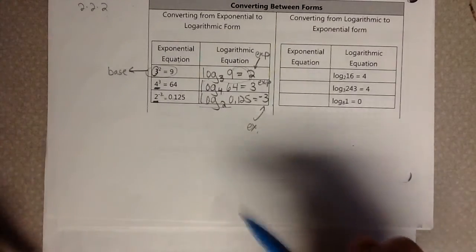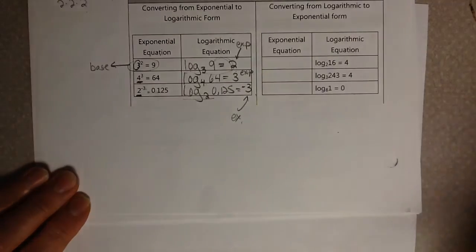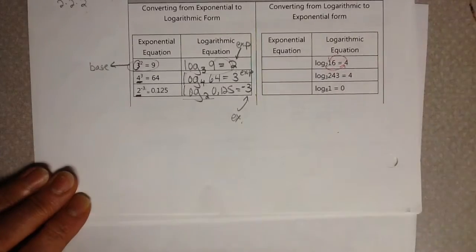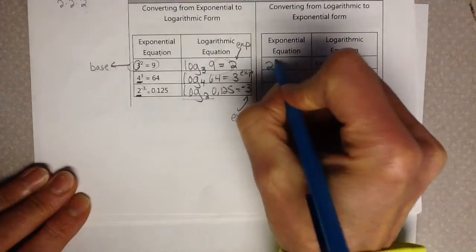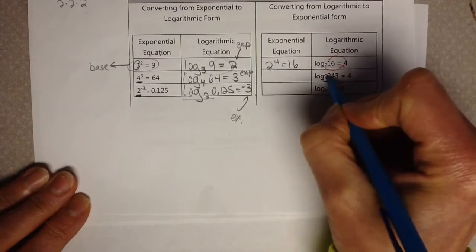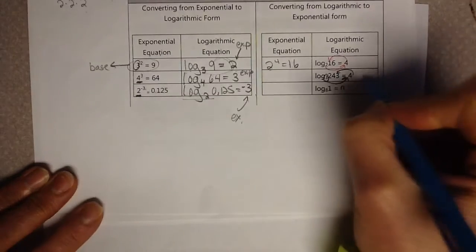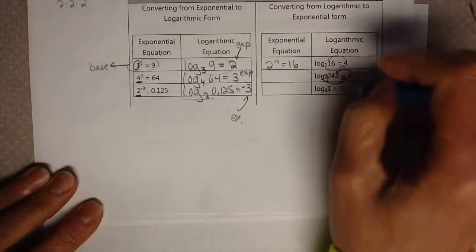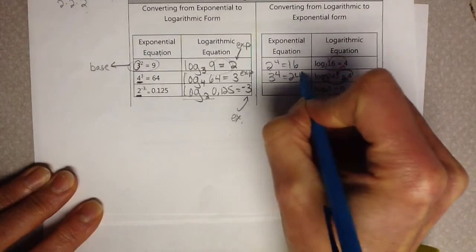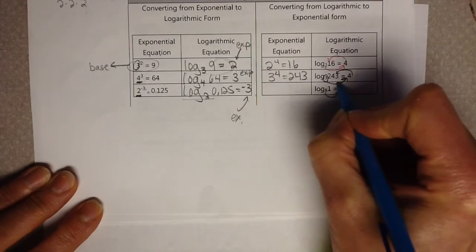All right, now we're going to go the opposite way. We're going to start here and go backwards. So the way that you do this, again, you go left, right, left. So you do 2 to the 4th equals 16. That's a true statement. And then you have 3, the base, raised to the power, equals the number. So the power is also called the exponent. So 3 to the 4th equals 243. And then last one, 8 to the 0 power equals 1.